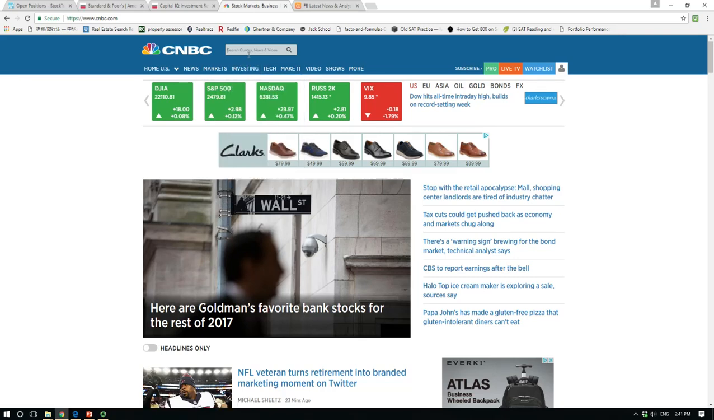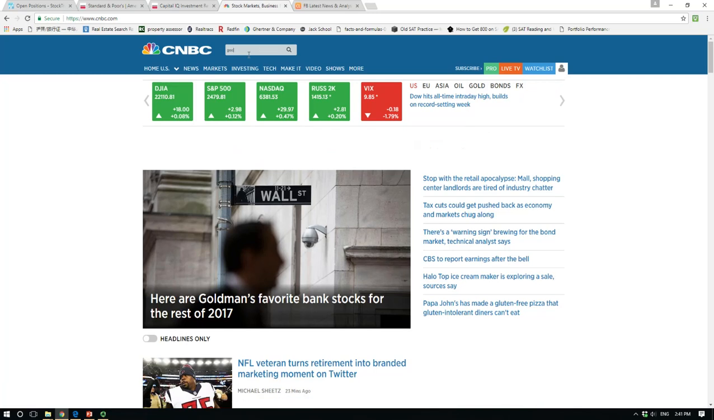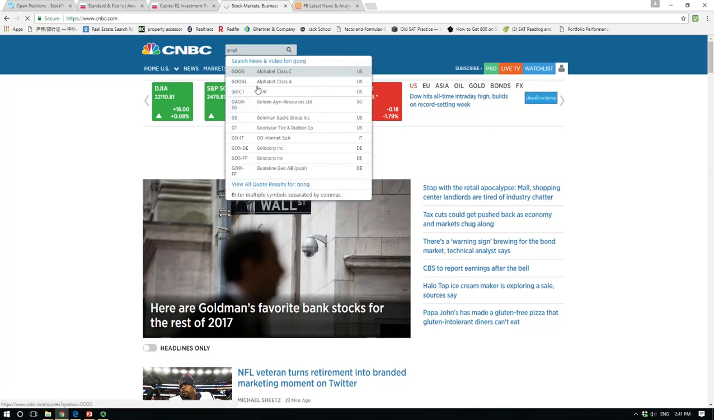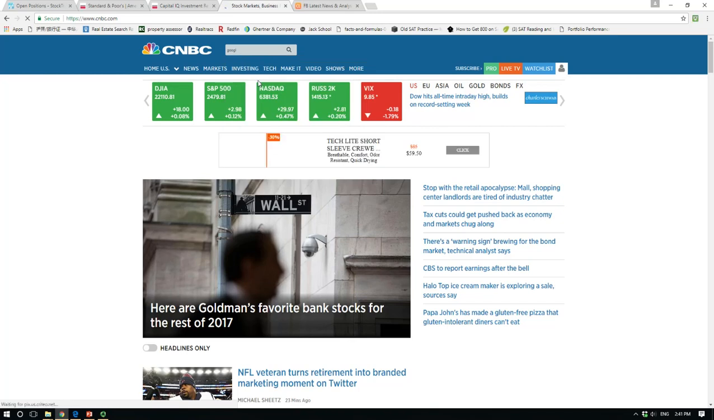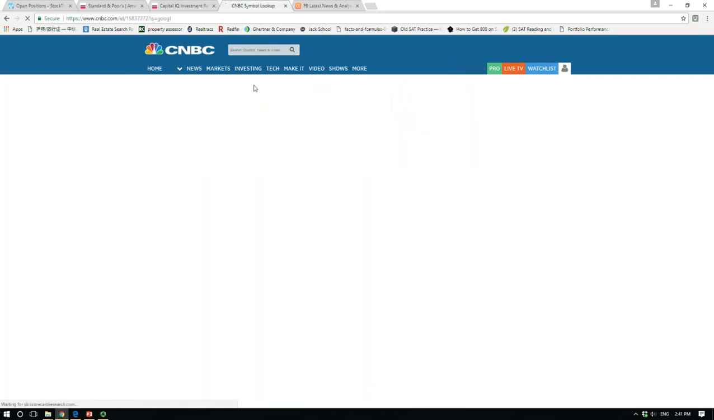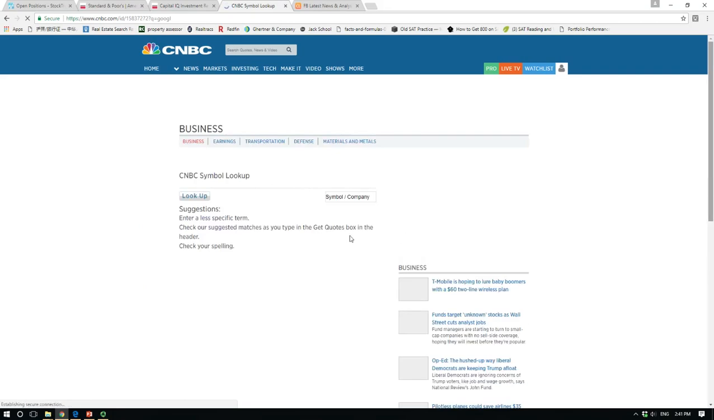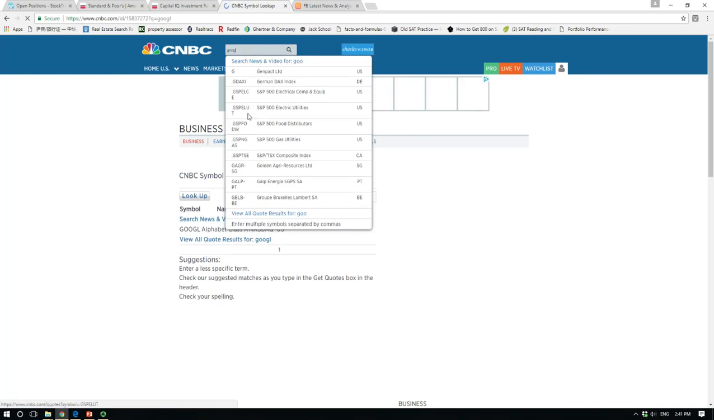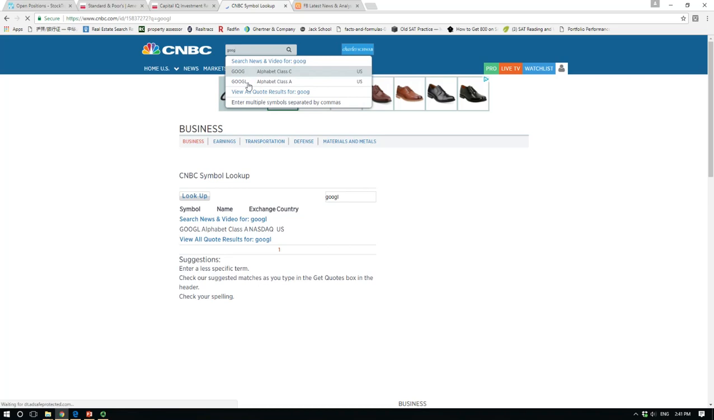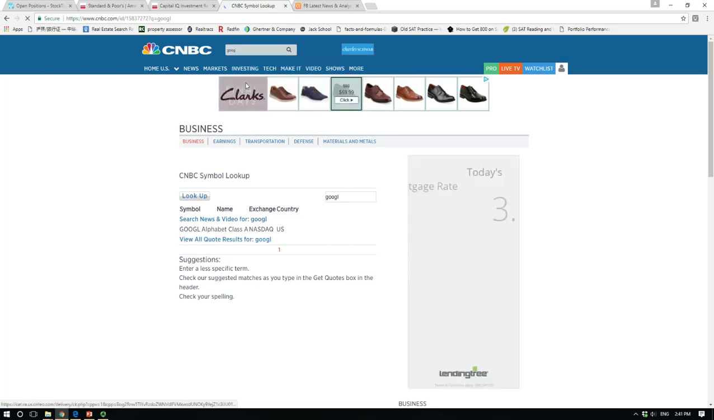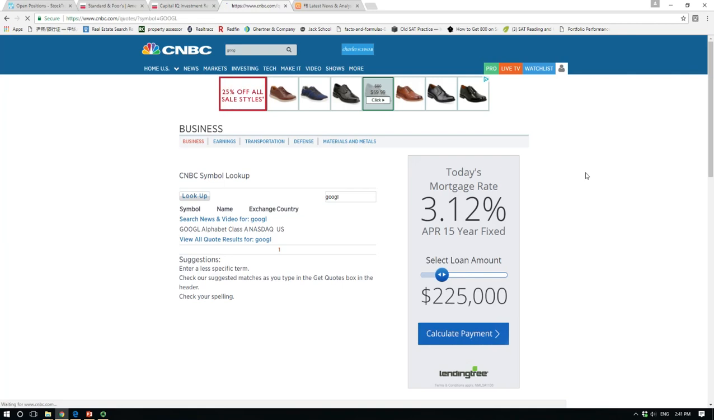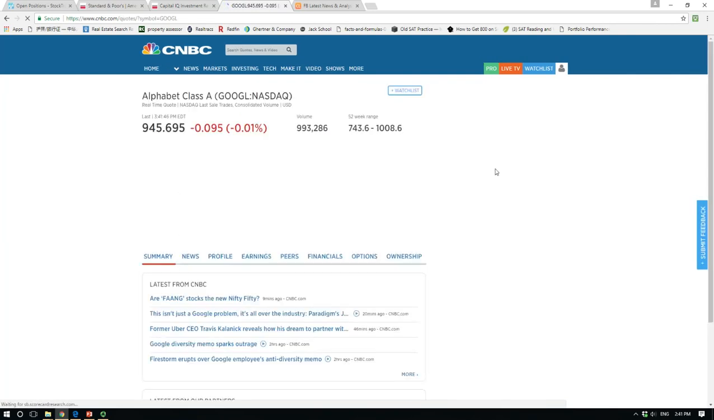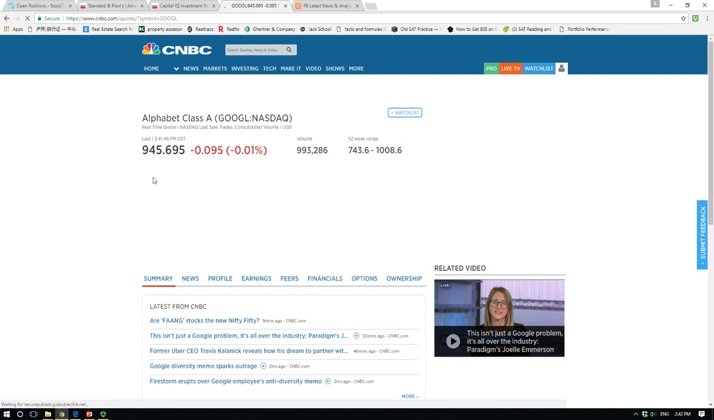For example, here you can look into the European market, Asian market, US market. Let's say you are interested in a stock called Google, so you can get some information from CNBC regarding Google stock. You type in the symbol of the stock. Wait a second, GOOG actually. Here you see the stock price.